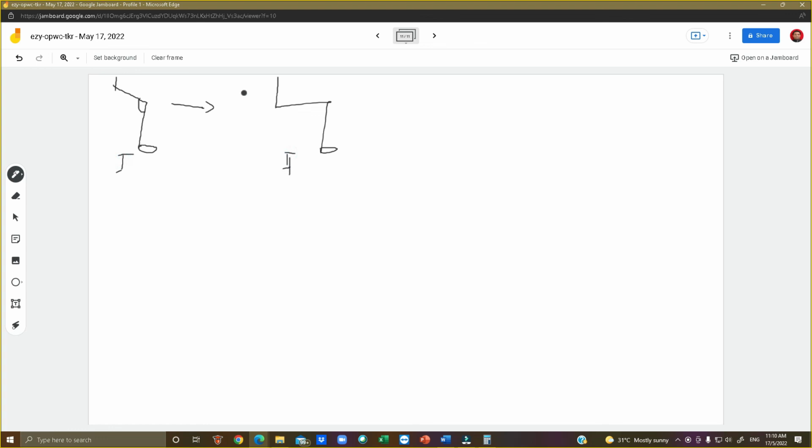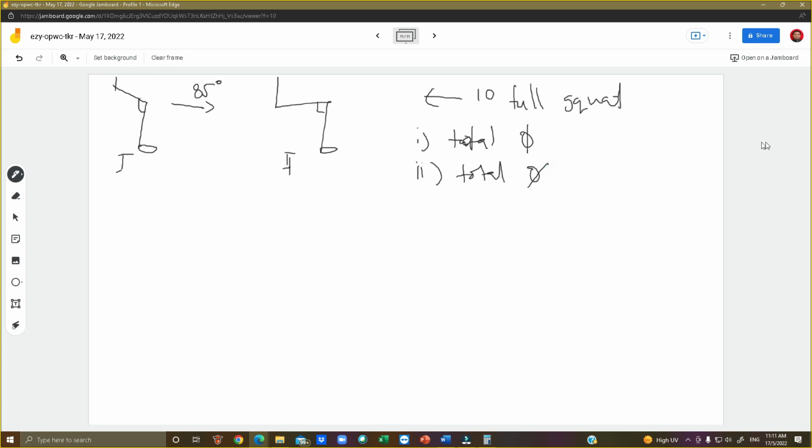Okay, let's say the relative angle change from point 1 to point 2 is 85 degree. Okay, alright. If this fella performs 10 full squat, so what is number 1, total pi, and number 2, total theta? Cuba cari.